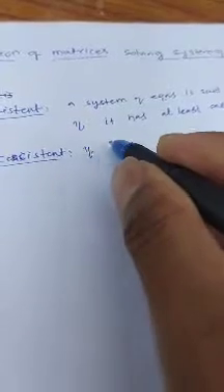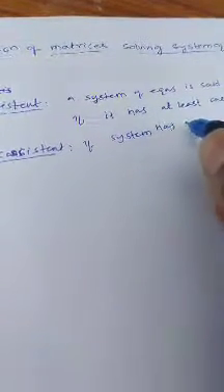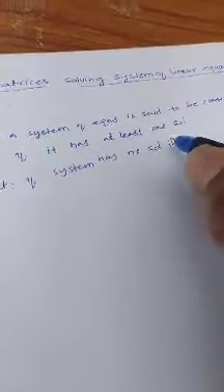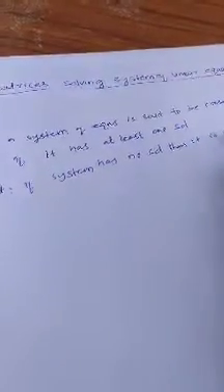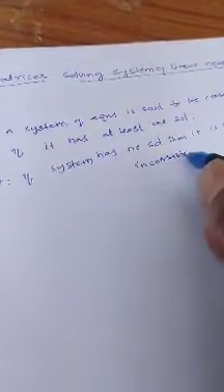Okay. Inconsistent means, a system is inconsistent if it has no solution. If a system has no solution, then it is called an inconsistent system.